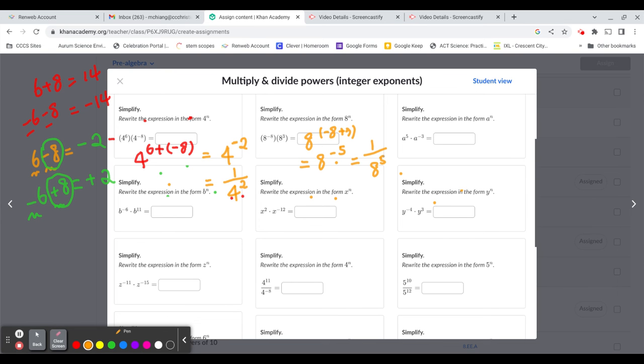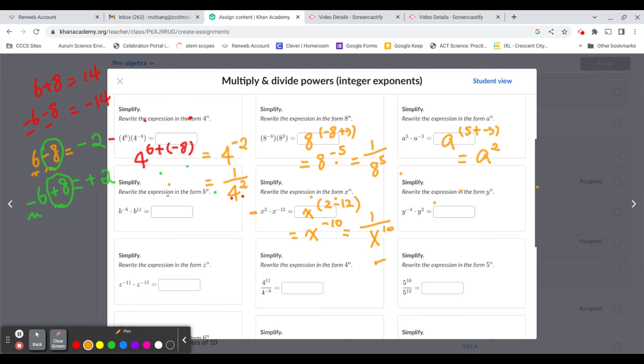When you have the variable as the base, same thing. a^5 plus negative 3. Basically, it's 5 minus 3, so a to the power 2. And then, if you have x^2 minus 12, you get x^negative 10. Then you cannot have the negative answer, so it's 1 over x to the power 10.